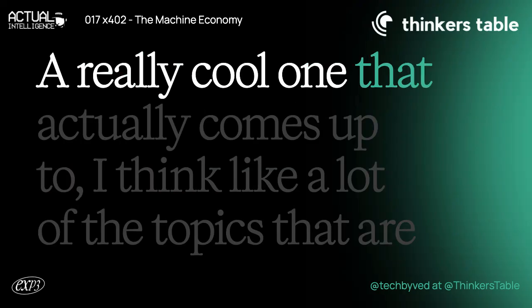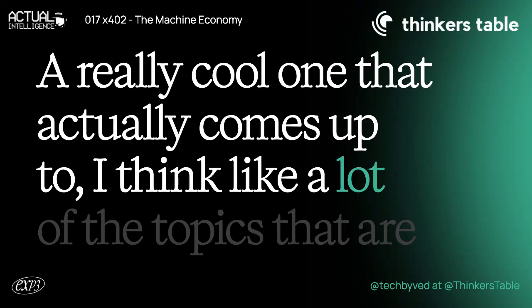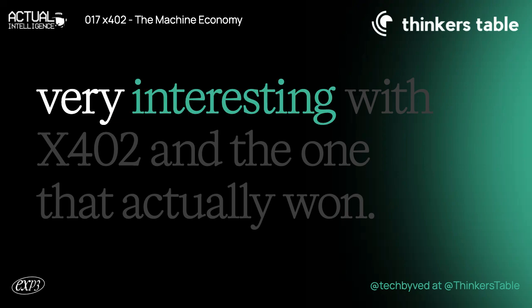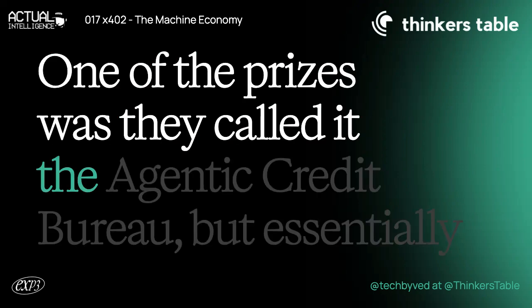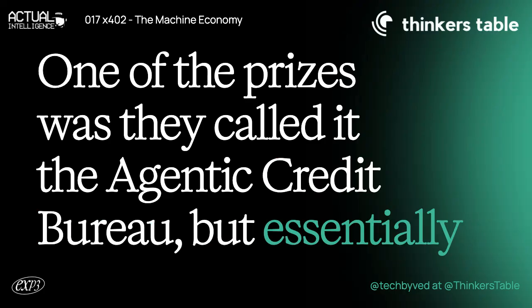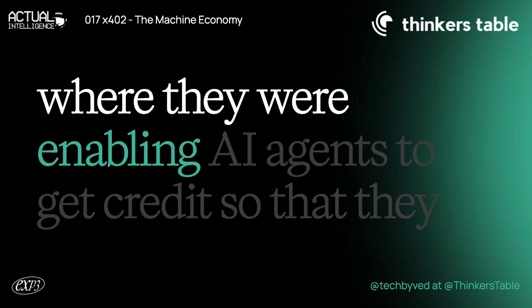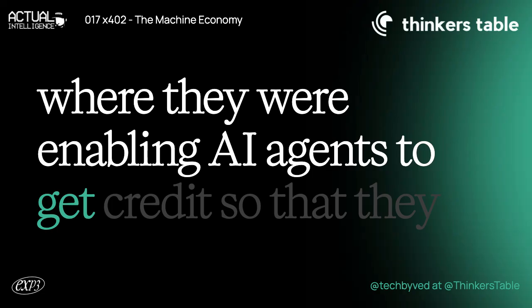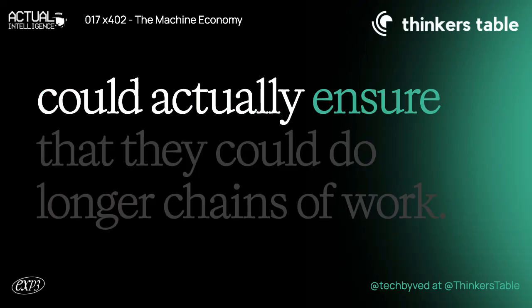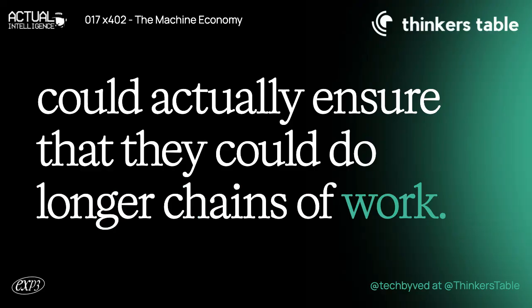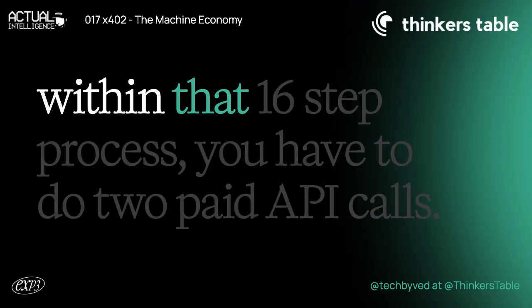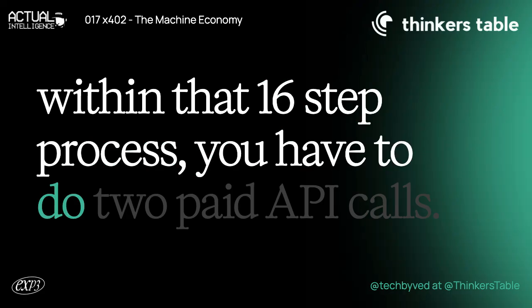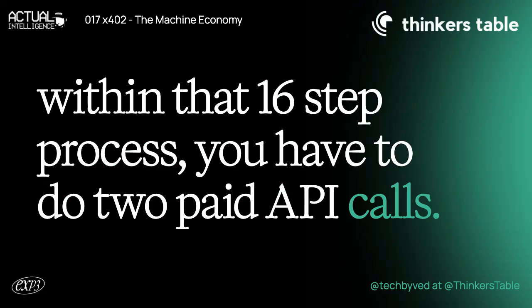A really cool one that touches on a lot of the topics that are very interesting with X402, and the one that actually won one of the prizes, they called the Agentic Credit Bureau. Essentially they were enabling AI agents to get credit so that they could do longer chains of work. If you're an AI agent and you have to do a 16-step process, and within that process you have to do 2 paid API calls.